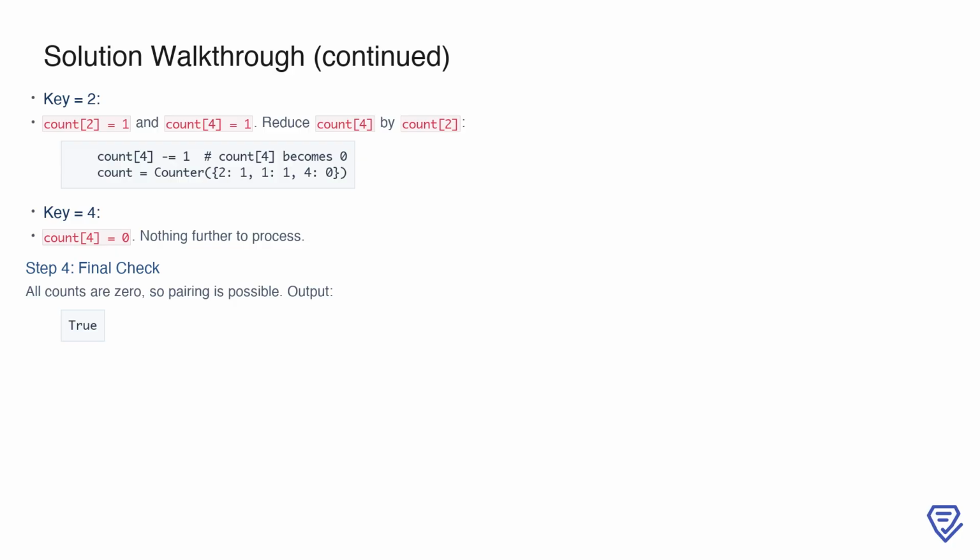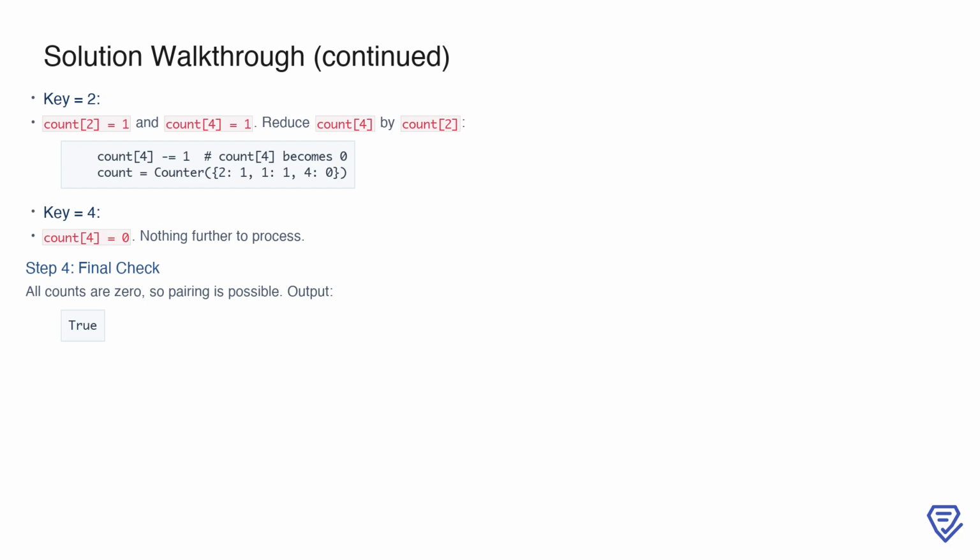Finally, we move on to the key 4. Since count[4] equals 0, there's nothing further to process for this key. At the end, we perform the final check and confirm that all counts are 0, indicating that all numbers have been successfully paired. As a result, the output is true, meaning that it is possible to reorder the array into doubled pairs.